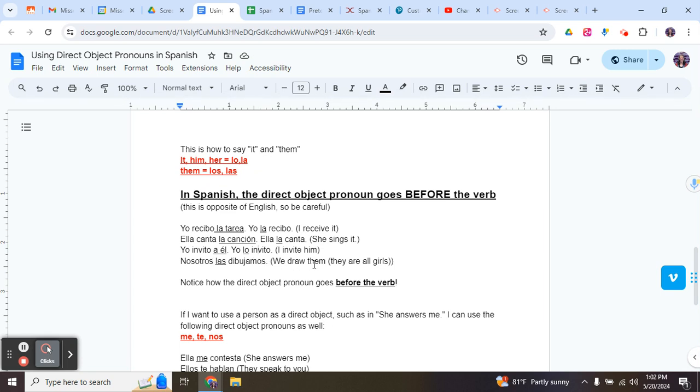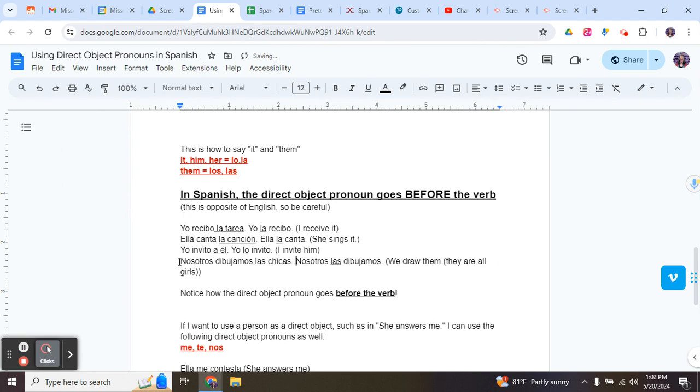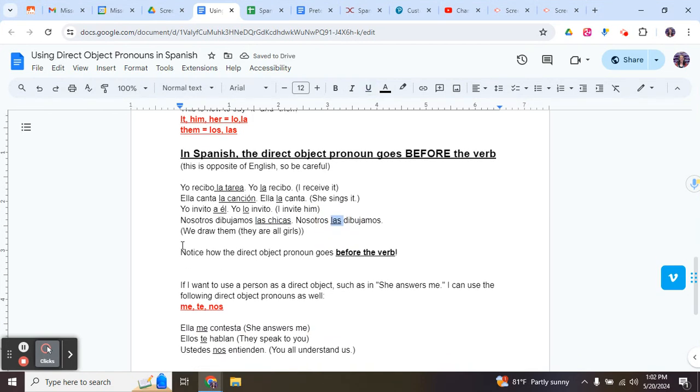We draw them. So we're drawing pictures of the girls. So I could say nosotros dibujamos las chicas. We draw the girls. Or I could say nosotros las dibujamos. So las chicas is the direct object. Las is the direct object pronoun. Hopefully this is making sense, right? And don't forget to notice how the direct object pronoun comes before the verb. Notice in English, they come after the verb. See how they come all after the verb in English. So in Spanish they put them before.